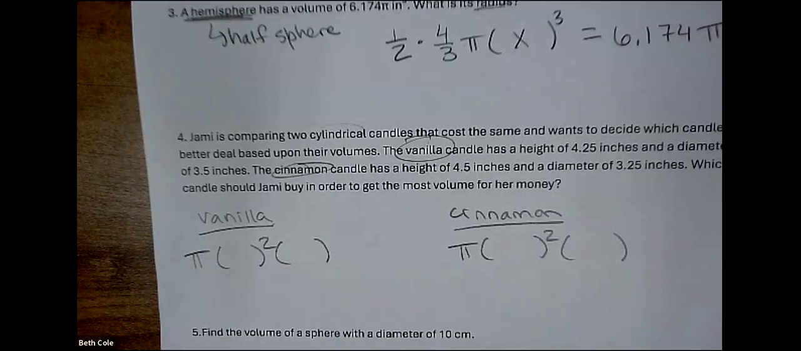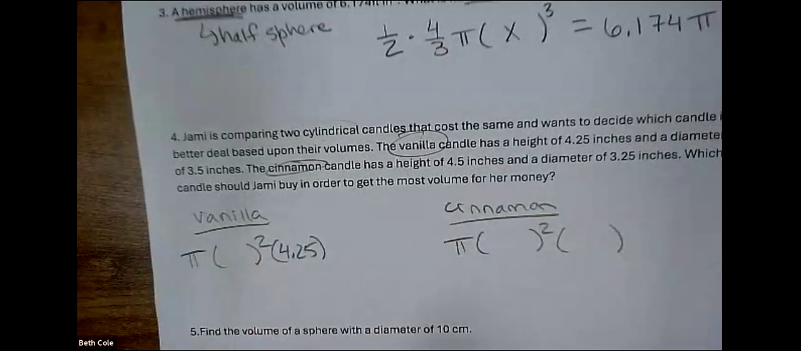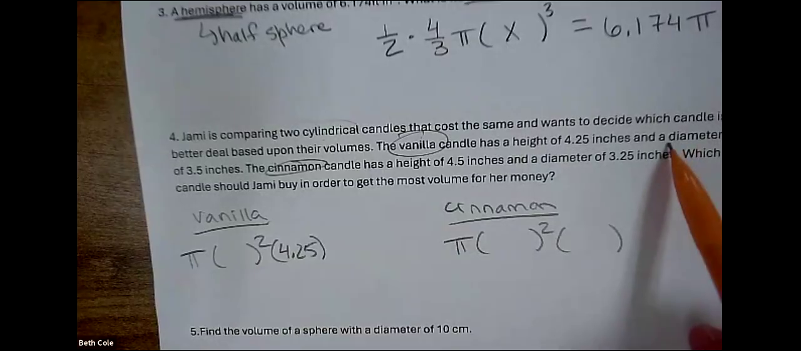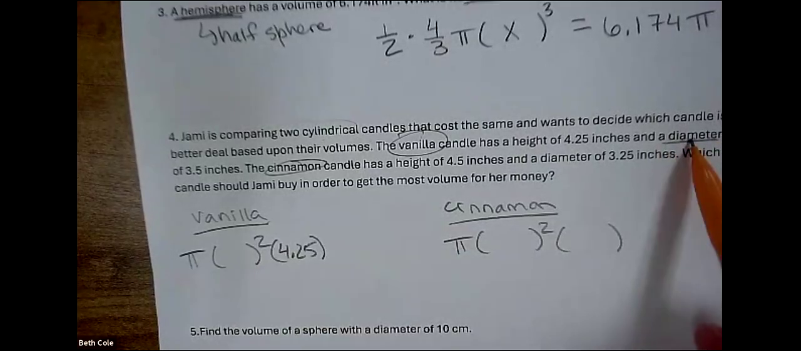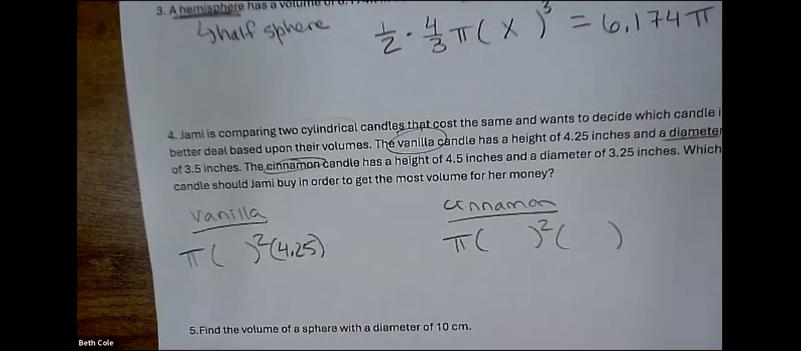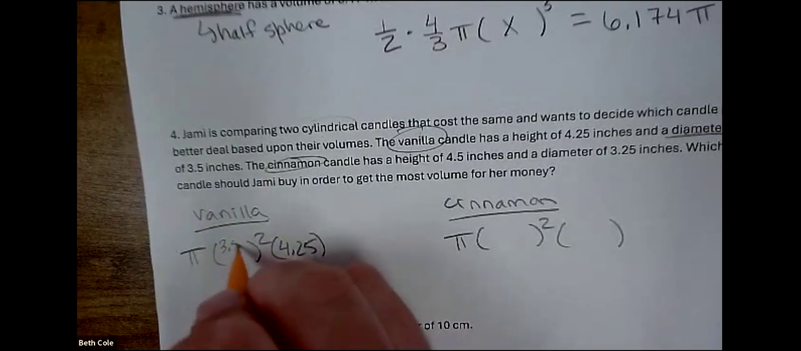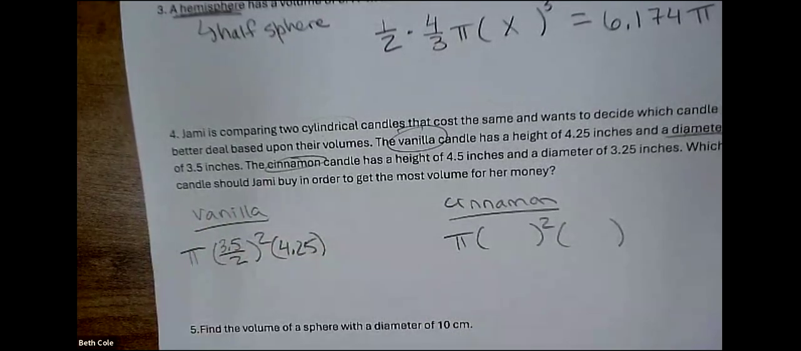All right, 4.25 is the what for the vanilla candle? That's height. All right, 4.25 goes here. Perfect. Now I need the radius for the vanilla candle. It doesn't give us the radius. It gives us diameter. How do you get from the diameter to the radius? The diameter is the whole way across, so the radius is half of that. So it would be 3.5 divided in half. We're just going to divide it by 2.